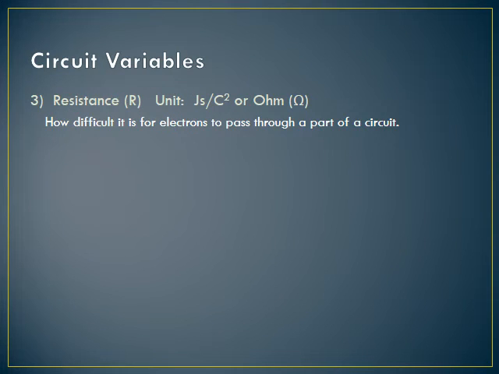The third circuit variable is resistance. Resistance is represented by the symbol R, and the units for resistance, if you do the algebra, you find this big ugly joule second per coulomb squared, but for our purposes you'll pretty much always see the ohm, and the symbol ohm is represented by the Greek letter omega, which looks like sort of an upside down horseshoe. You can see it there on the slide. Resistance is defined as how difficult it is for electrons to pass through any part of the circuit. Usually we're talking about the resistor here.